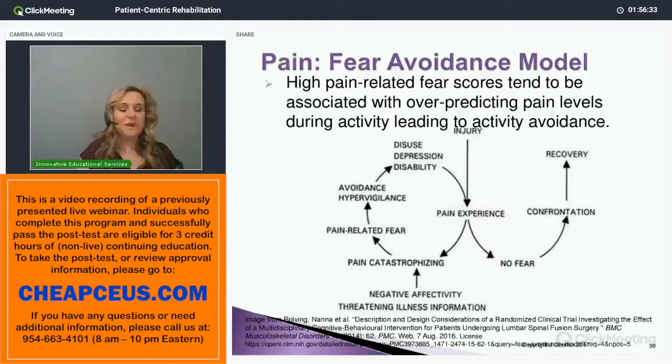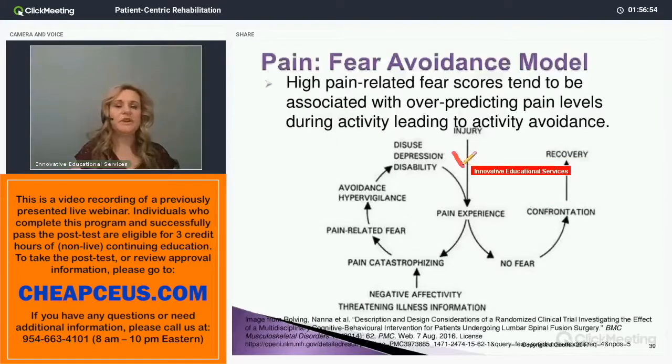When you look at the fear avoidance model of pain, and this is really oversimplifying it, someone has an injury, they experience pain, and they recognize that they're going to have pain for their injury. This is what I do to manage it. They confront it, and they move towards recovery. So we look at our right side here. That's the loop.